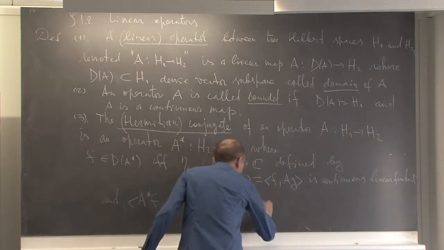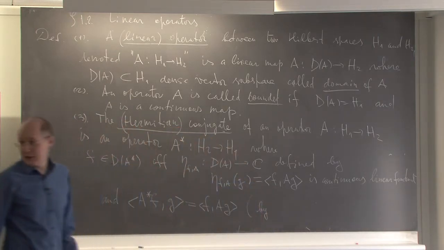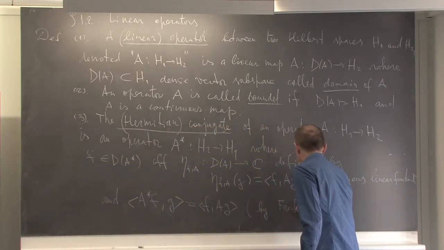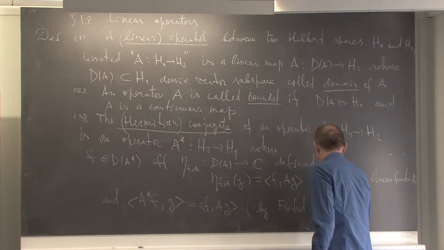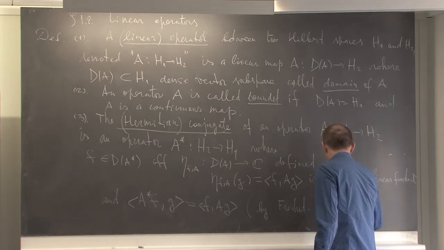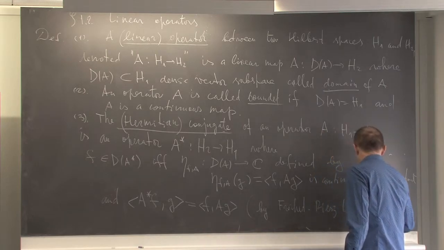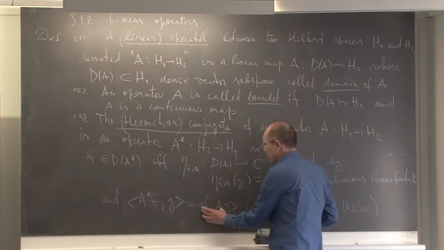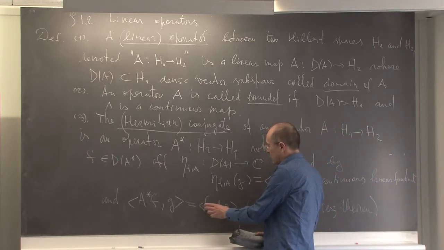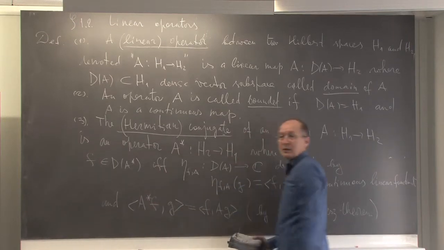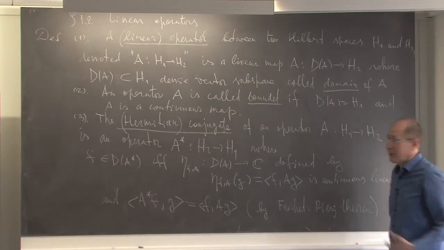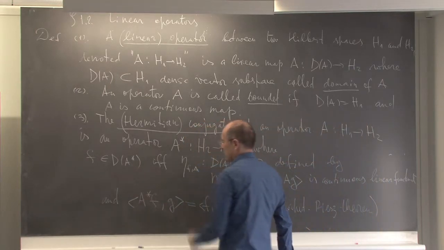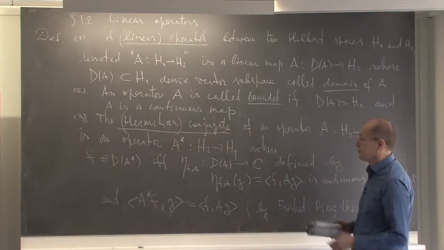So here we use the Riesz representation theorem. We have a linear functional, so it can be a continuous linear functional, which can be represented through scalar product with some element, and this is the image of that f in the domain obtained by A star.